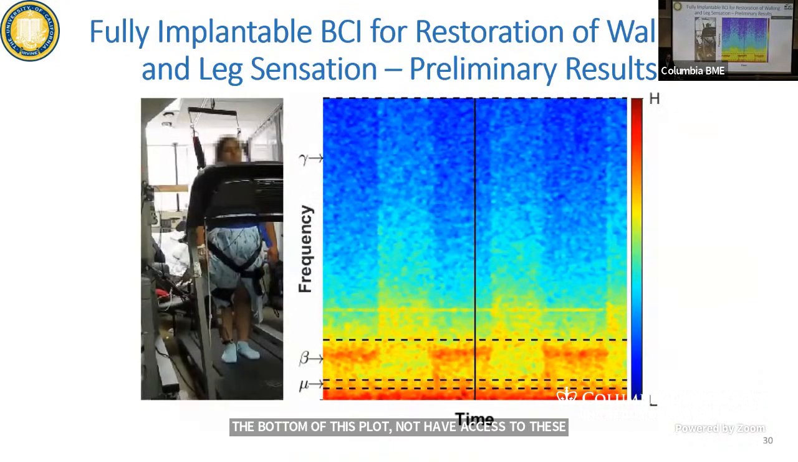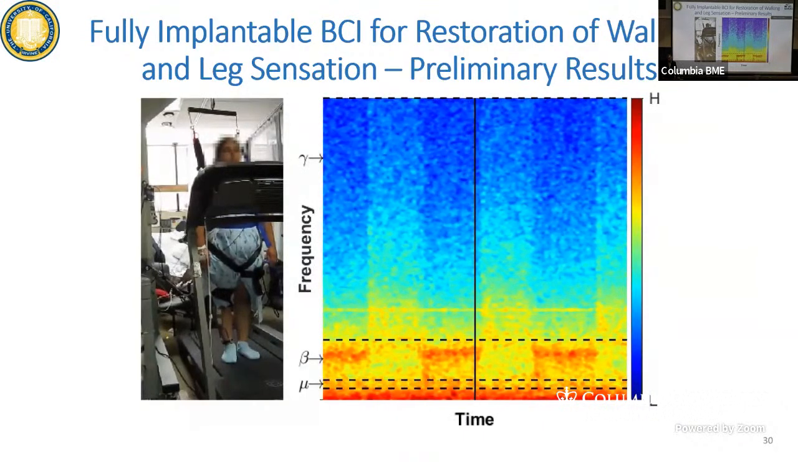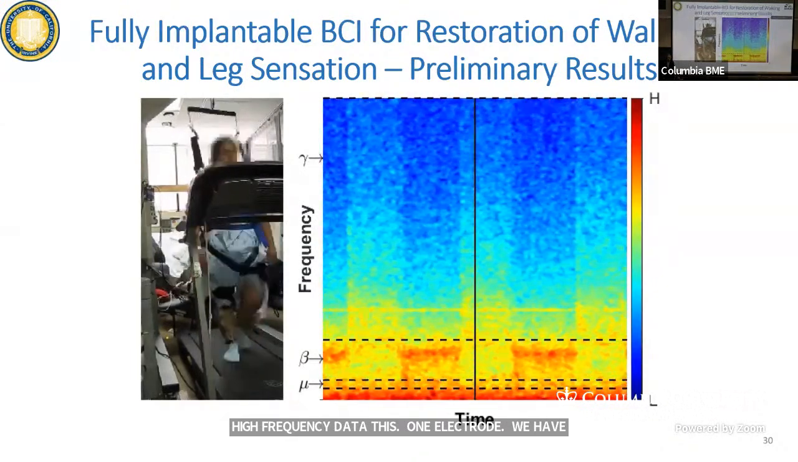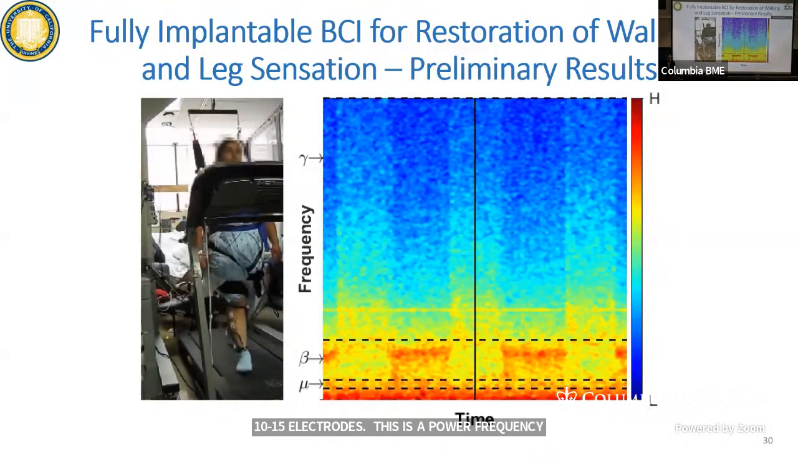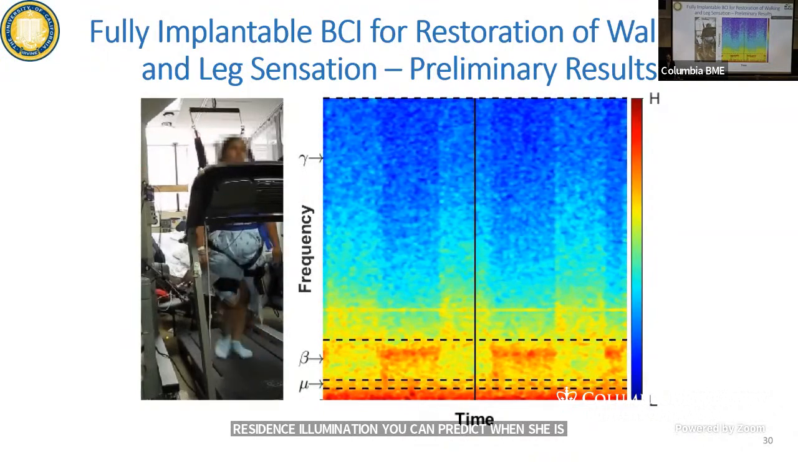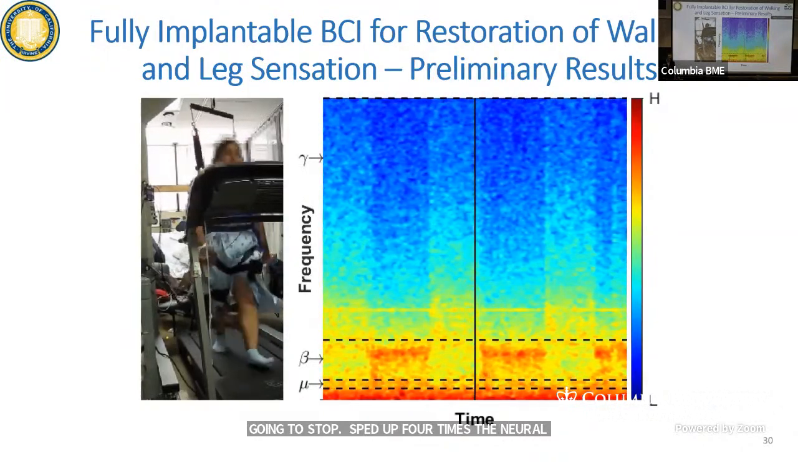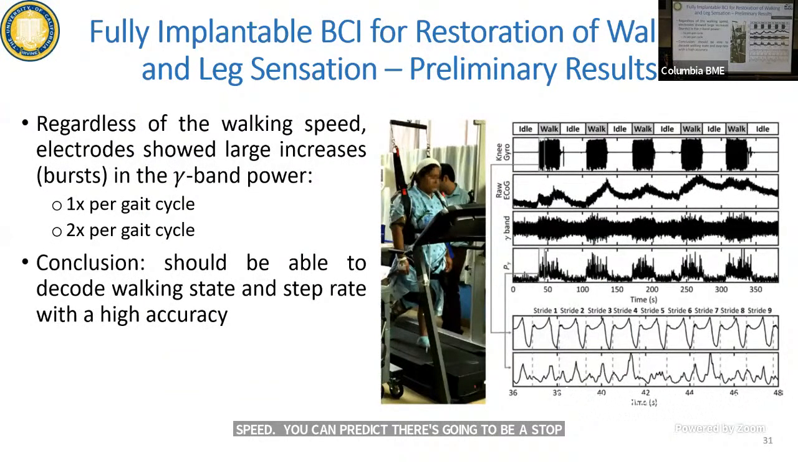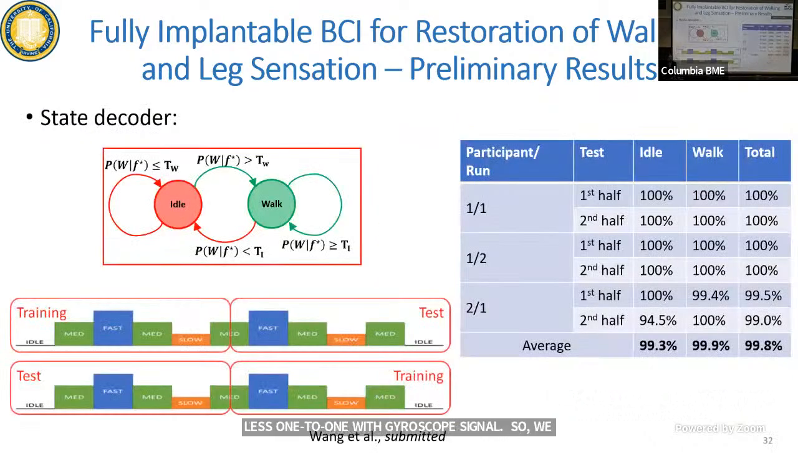Here's a video synchronized with the time frequency power distribution. You can kind of predict when she's going to stop. Again, sped up at 4 times the natural speed. You can predict that there's going to be a stop here just based on the signature from this single electrode. Not only can we tell when the person is walking and not walking, we can also tell individual steps. We see these power bursts in the gamma band that tend to line up more or less 1-to-1 with the gyroscope signal. So we should be able to decode both state and step rate or individual steps, and we did.